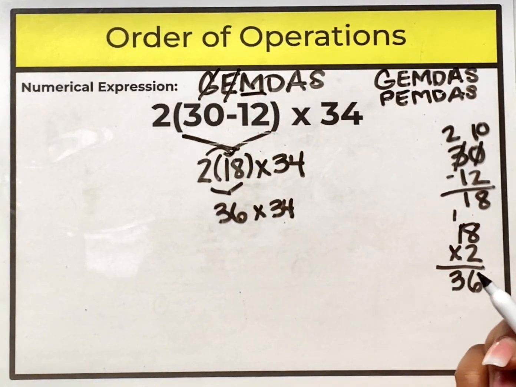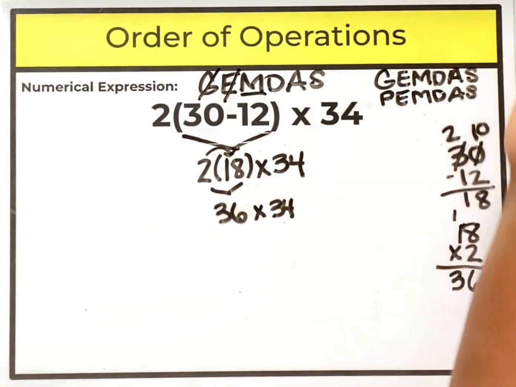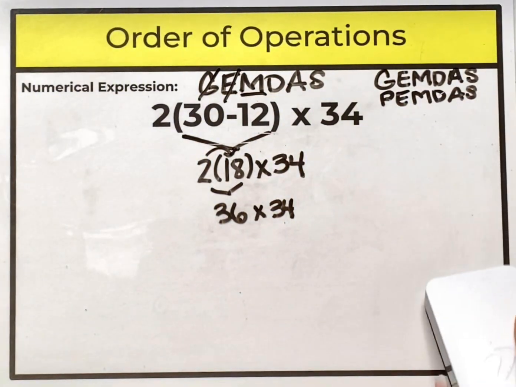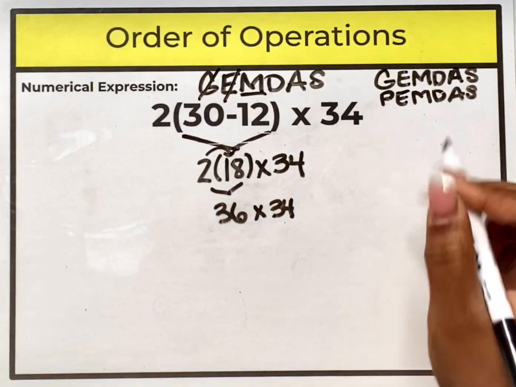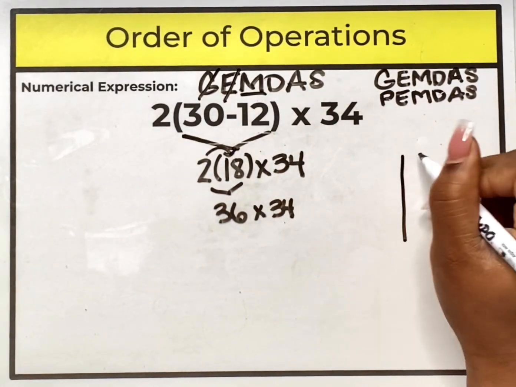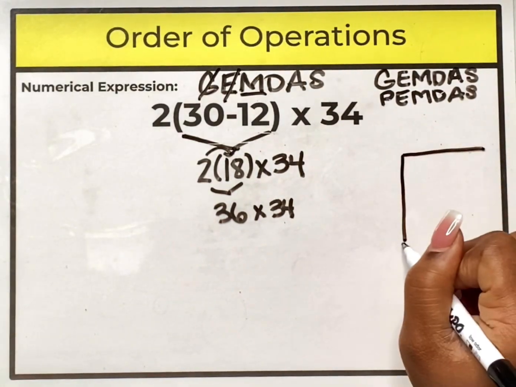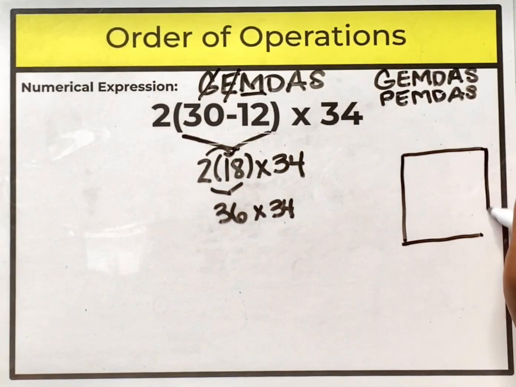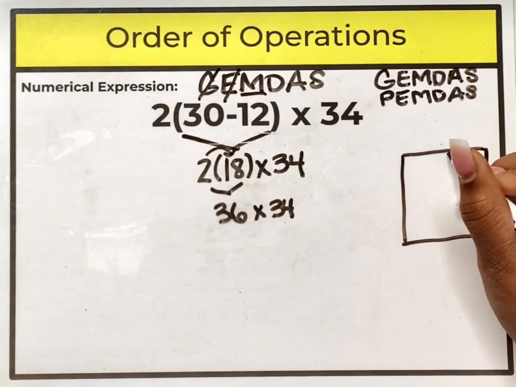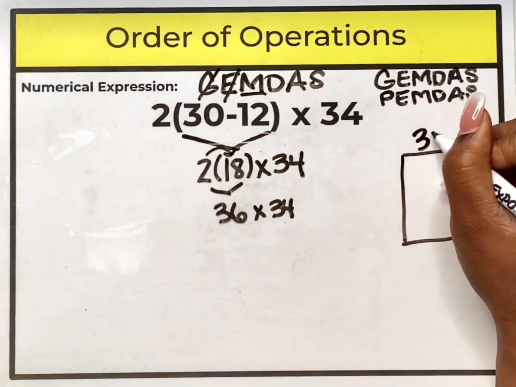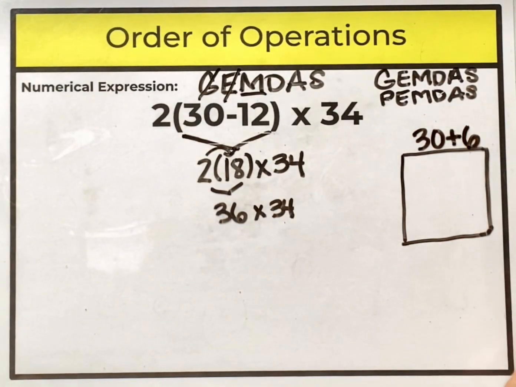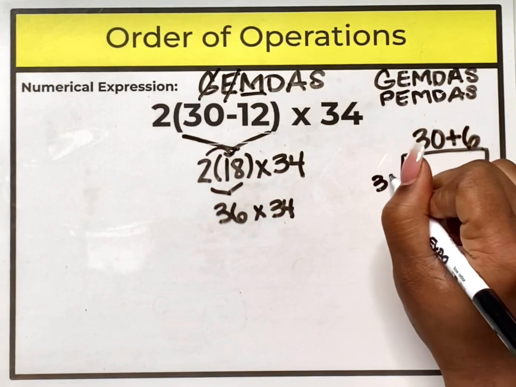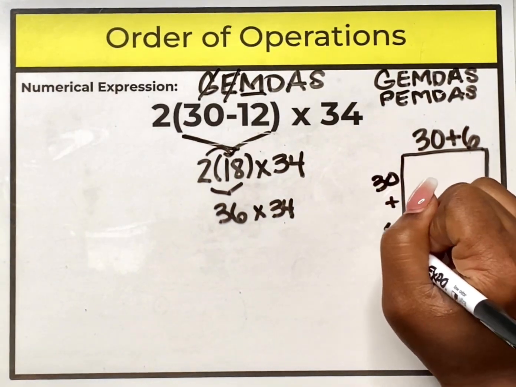Our focus strategy right now with my students is the area model. So that's the strategy I'm going to use to multiply. 36 in expanded form is 30 plus 6. 34 in expanded form is 30 plus 4.